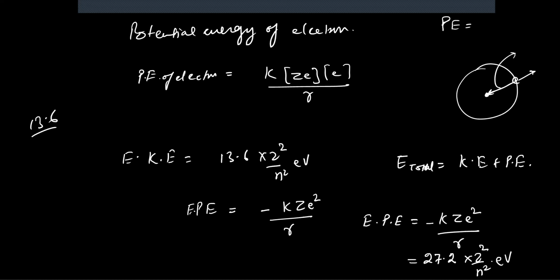Why does kinetic energy have a positive sign? Because kinetic energy is equal to half mv square, and mass is always positive. And the square of any number, even a negative velocity, always gives you a positive value. So mass is positive, velocity squared is also positive, so we can say that kinetic energy can never be negative.